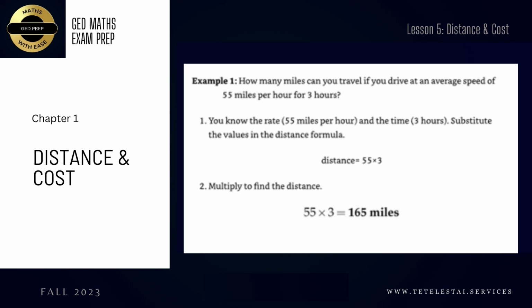So revisiting the question, how many miles can you travel if you drive at an average speed of 55 miles per hour for 3 hours? Well, all you got to do is multiply 55 by 3, right? Because that's your speed, miles per hour, and that's the length of time that you're doing that, 3 hours. And in 3 hours, if you're driving 55 miles per hour, how much distance can you cover? Well, the answer is 165 miles. And how did we get that? We just multiplied 55 by 3.